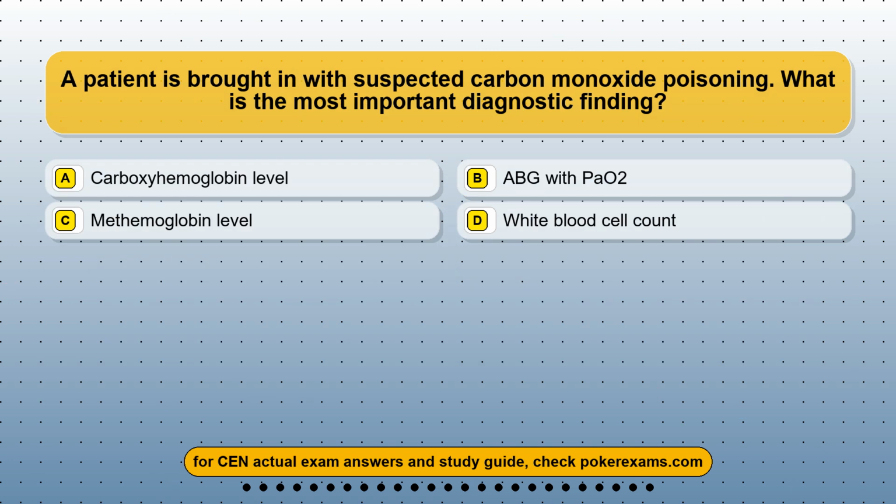Question 23. A patient is brought in with suspected carbon monoxide poisoning. What is the most important diagnostic finding? Option A, carboxyhemoglobin level. Option B, ABG with PaO2. Option C, methemoglobin level. Option D, white blood cell count.